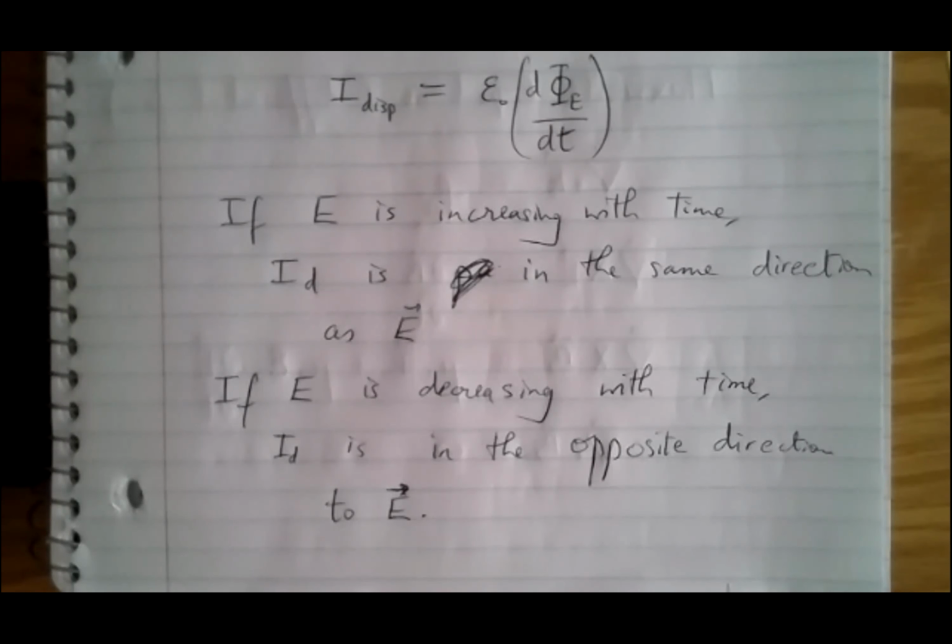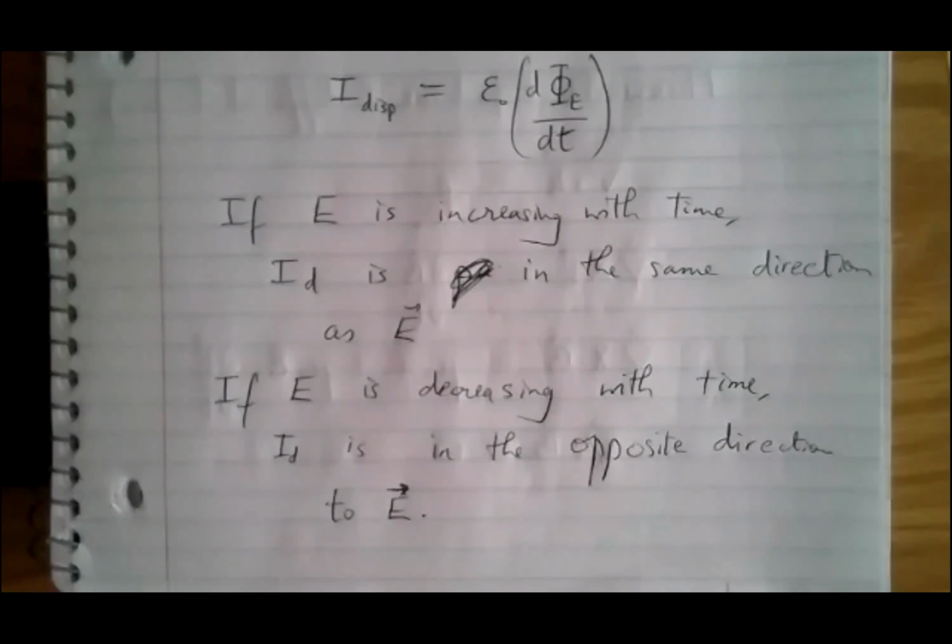From the changing B field. I mean, changing E field. So the changing E field tells you the direction of the displacement current. And once you know the direction of that effective current, the displacement current, you can use the right-hand rule to figure out the direction of the B field that it produces.